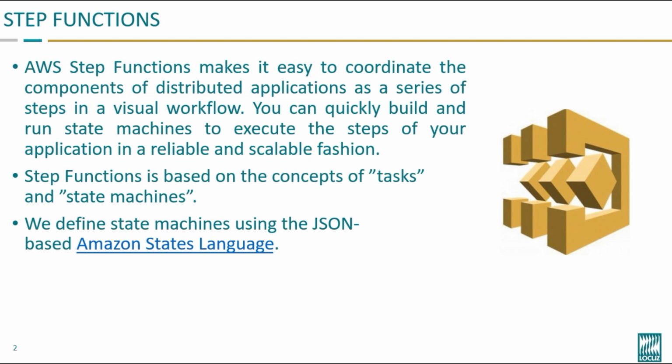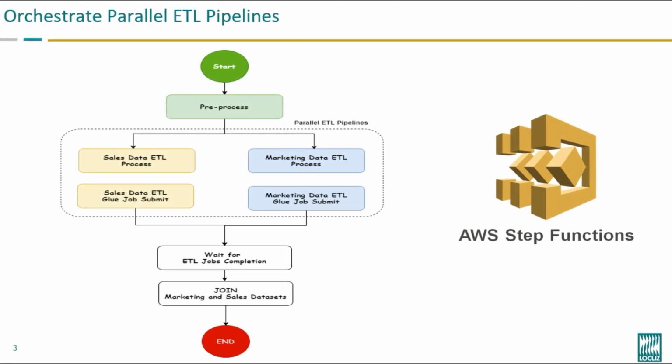With this brief introduction to AWS Step Functions, let's try developing an orchestration of parallel ETL pipelines in AWS. Now, we will develop a state machine using Step Functions that takes care of executing two ETL jobs in parallel, and then goes on to execute a job that joins these two datasets, which can be used for further data analytics. The state machine that we are going to develop will look like the one shown in this picture.